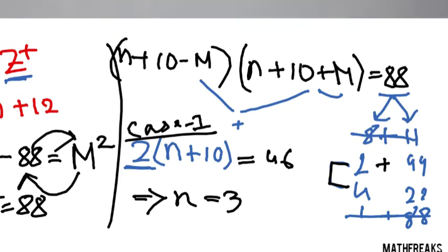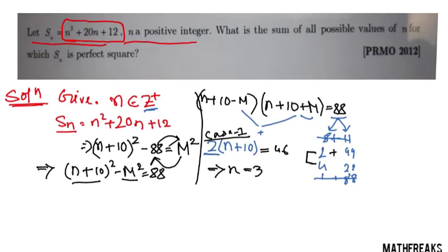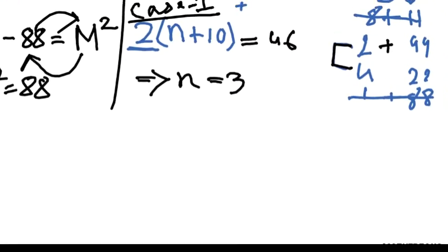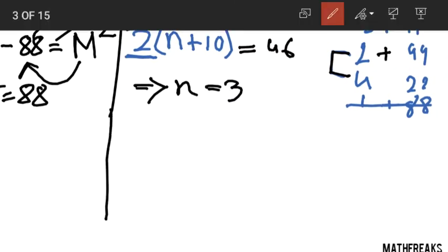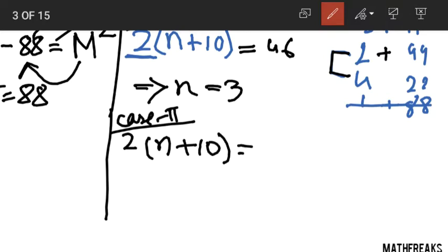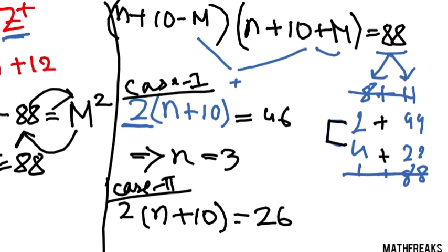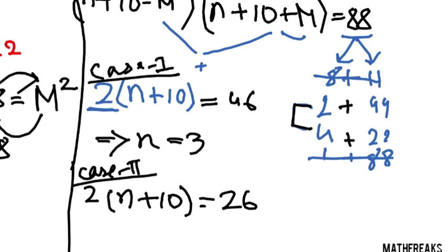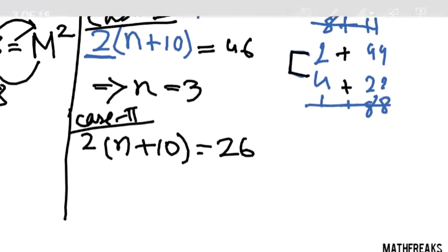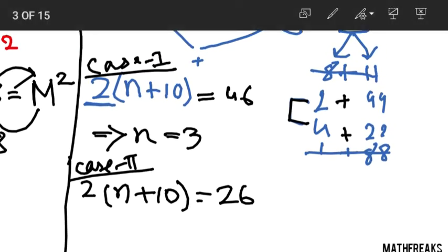Now if you move on to the second case, what you're going to get, so case 2, 2n plus 10 is equals to, if you add 4 and 22 is 26. Sorry, I think I made a mistake here. 46 divided by 23, okay, 3. Okay, this would be 13, right? Yes, I made a mistake.